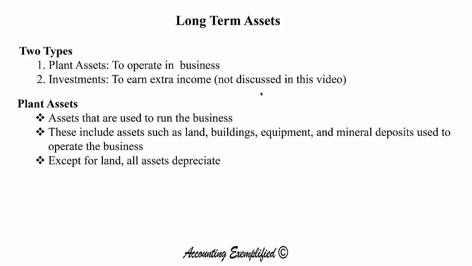Again, plant assets. These are the assets that are used to run the business. And these plant assets include properties such as land, machinery, furniture, mineral deposits, buildings, etc. And except for land, all other plant assets depreciate.